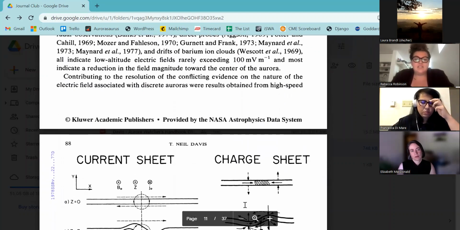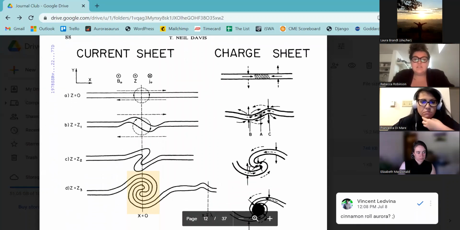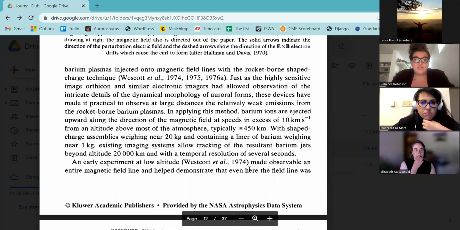1973, Maynard et al. 1977, and drifts of barium ion clouds, Westcott et al. 1969, all indicate low altitude electric fields rarely exceeding 100 millivolts per meter, and most indicate a reduction in the field magnitude toward the center of the aurora. Contributing to the resolution of the conflicting evidence on the nature of the electric field associated with discrete auroras were results obtained from high-speed barium plasmas injected onto magnetic field lines with the rocket-borne shaped charge technique, Westcott et al. 1974, 75, 76A.